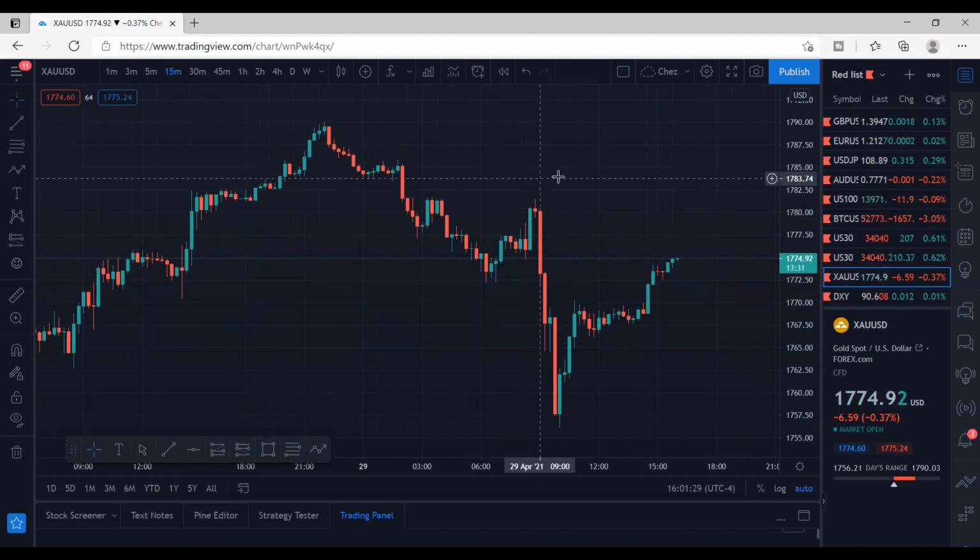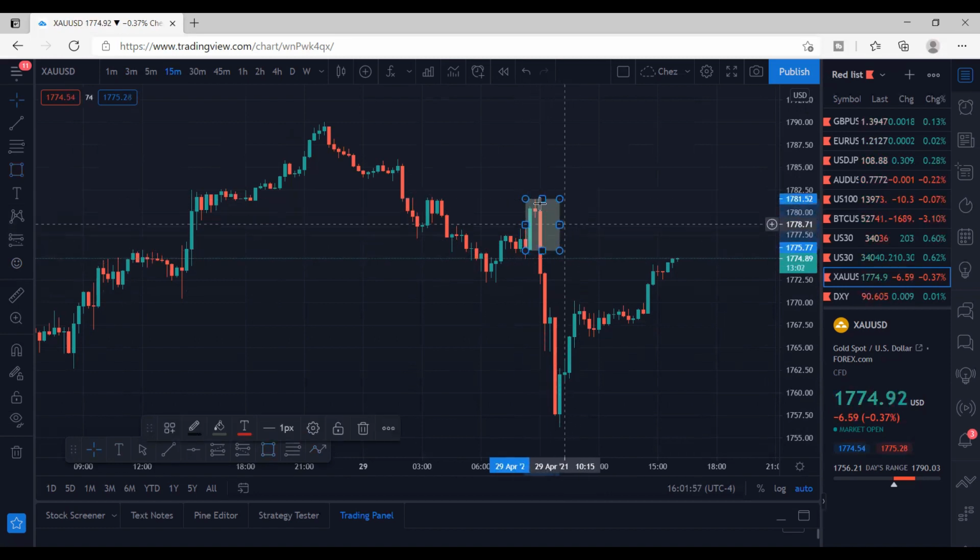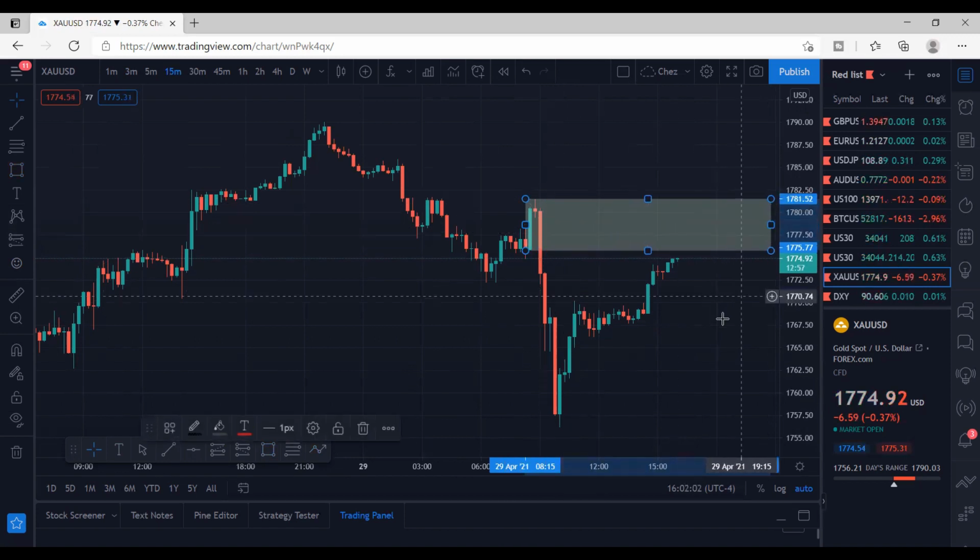However, you could consider this up candle right here as the catalyst for this down move right here. Okay, so what you do is you draw out your zone. You want to take this and include this upper wick right here. You draw this across right there.